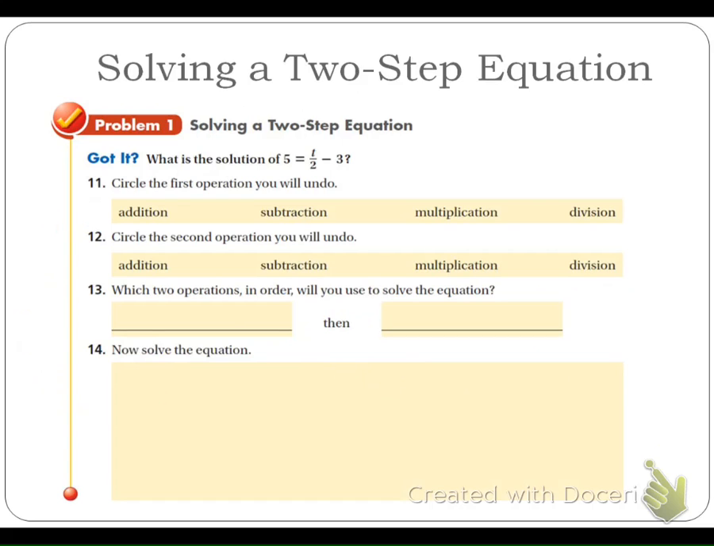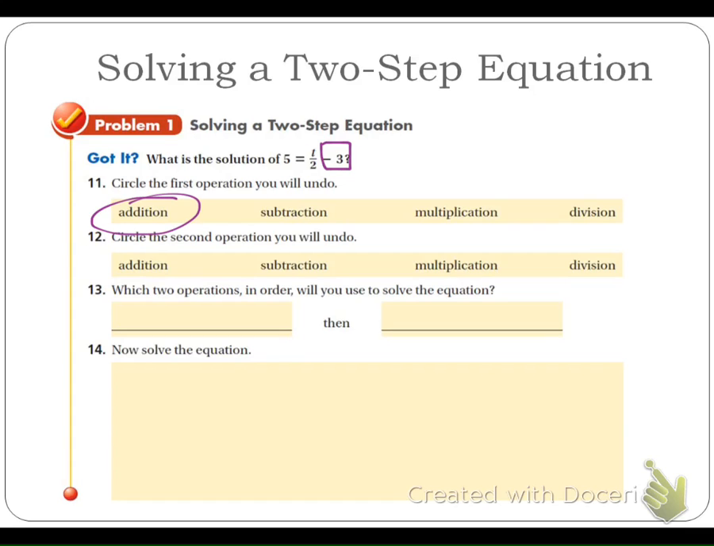So let's look at a problem. What is the solution of 5 is equal to t over 2 minus 3? What is the first operation you will undo? Well, look at the side of the equation with the variable on it. We have a 2 that's under the t, that's a coefficient, minus a 3. That's a constant. Constants always get removed before coefficients. If that's a plus 3 or a minus 3, in order to undo it, we would have to add.